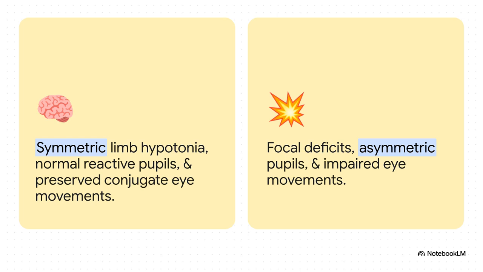But a structural problem, like a stroke, that's more like a blown fuse in one room. It's focal. You might see weakness on just one side, or pupils that are lopsided. Getting this distinction right from the get-go changes everything about what you do next.